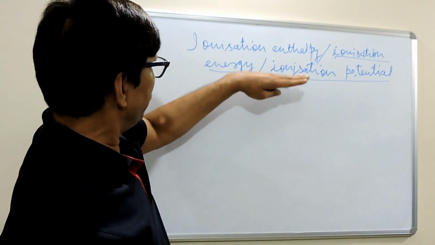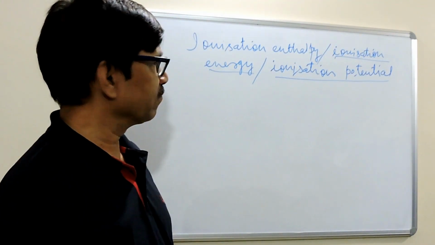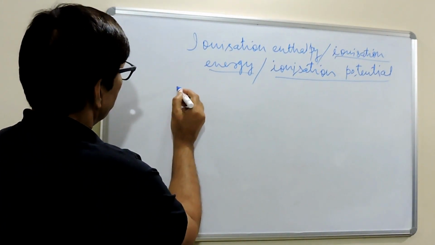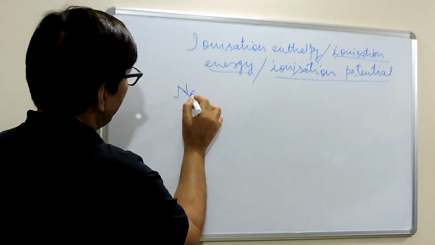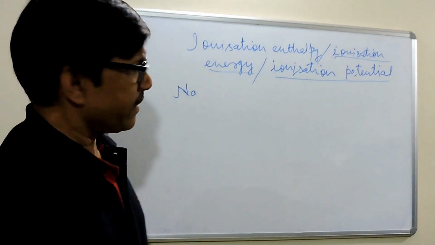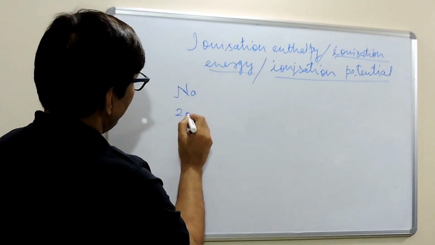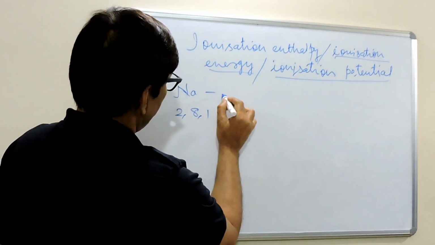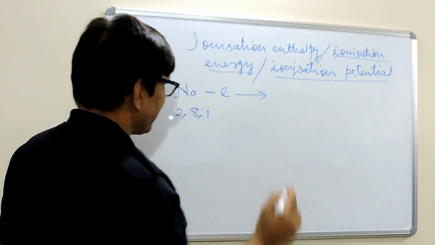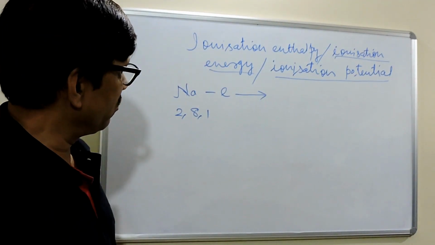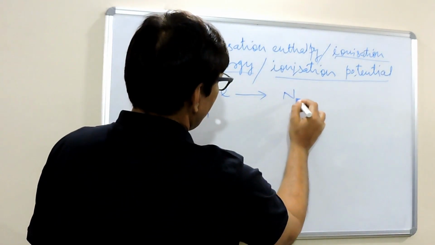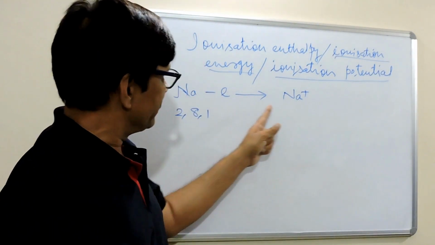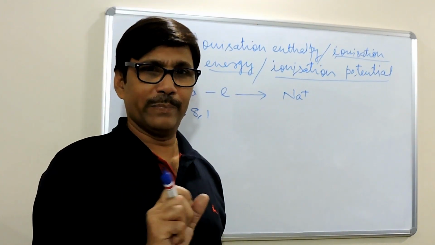Now, what is the meaning of ionization energy? Take one example. Suppose we have a sodium atom. We say that sodium atomic number is 11, so its configuration is 2, 8, 1. To attain stability, sodium loses one electron to form sodium ion. This is how we say. But the thing is not so simple. What happens?